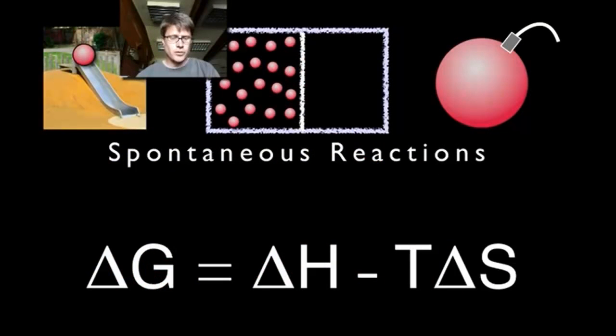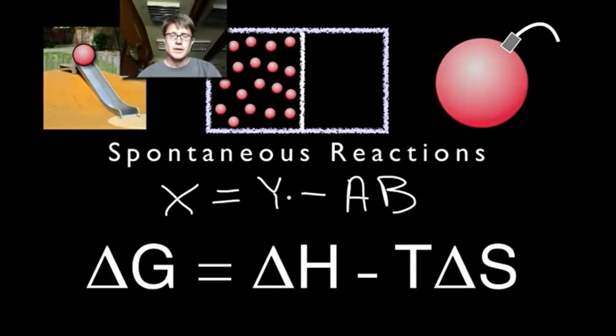And so before we actually get to the equation, let's just do a little algebra here. So let's say I wrote this equation, x equals y minus ab. Okay, so let's say we had this equation right here, and I were to decrease this value, the y value. What would that do to the x value? It would decrease it, right?